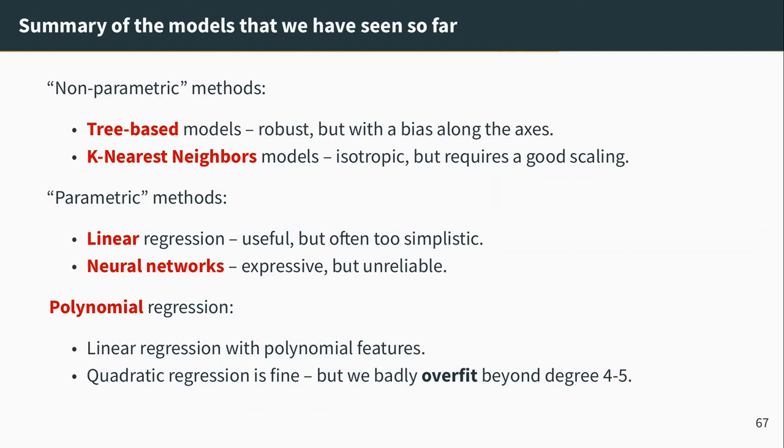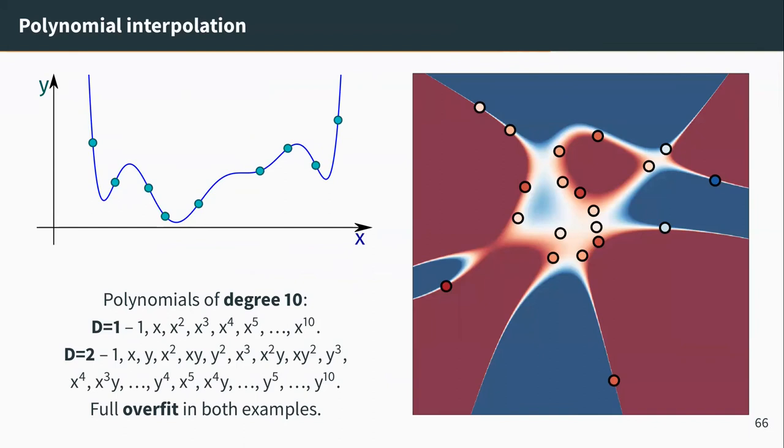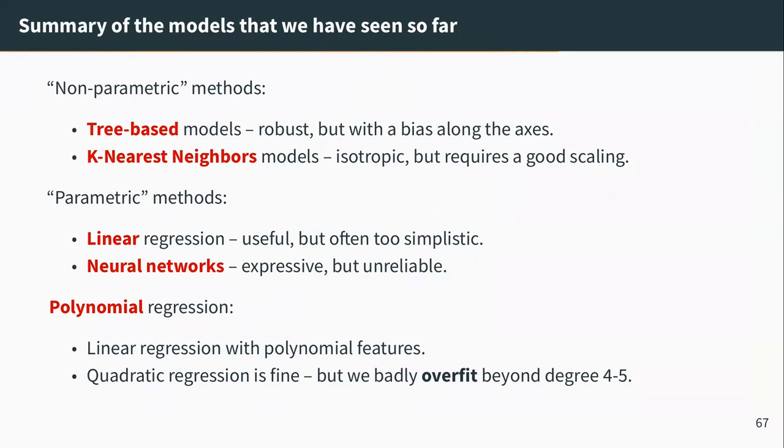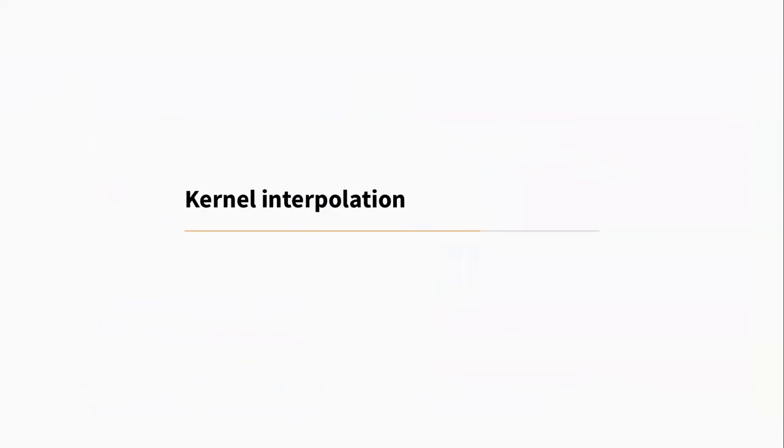Finally, we've seen polynomial regression that started like a good idea, like it's just linear regression but with new features, with polynomial features. Instead of having one x, I add polynomial features and I hope for the best. And the thing is that, okay, quadratic regression is worth knowing about, maybe cubic. Beyond that, it's completely useless in high dimensions. So what can you do? Well, an answer, to get the best of both worlds for this class of problem, can be kernel interpolation.